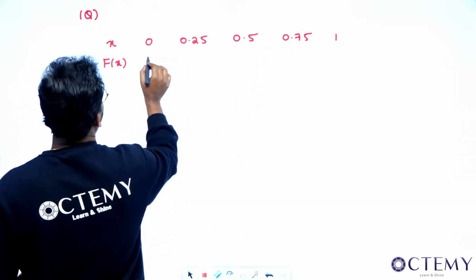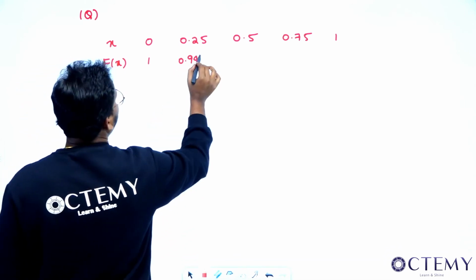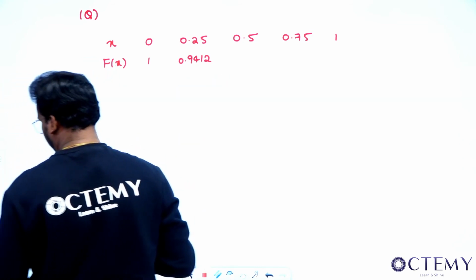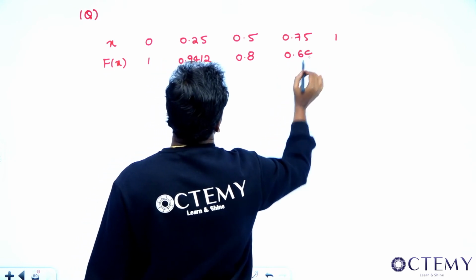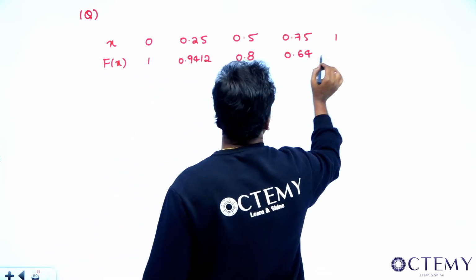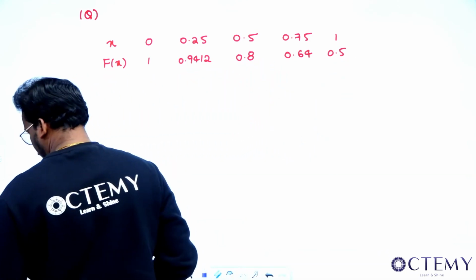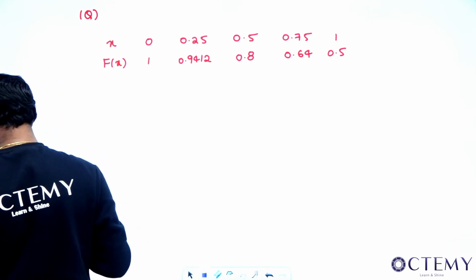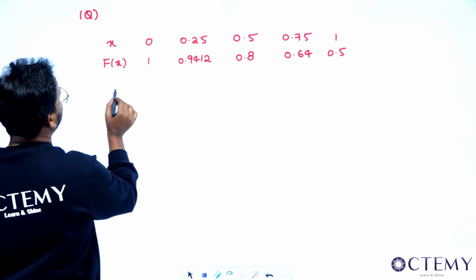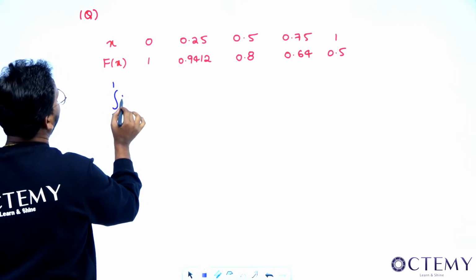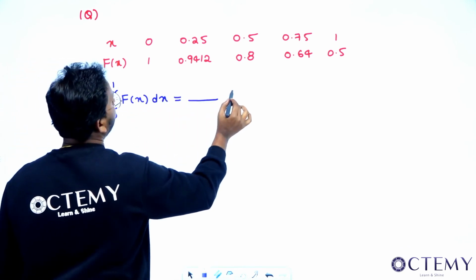And the values here are 1, 0.9412, 0.8, 0.64, and this will become 0.5. Now let us see what he is asking. He is telling that the value of the integral between 0 and 1 using Simpson's rule. He is simply telling use Simpson's rule. Integral 0 to 1 f of x dx is equal to dash using Simpson's rule.